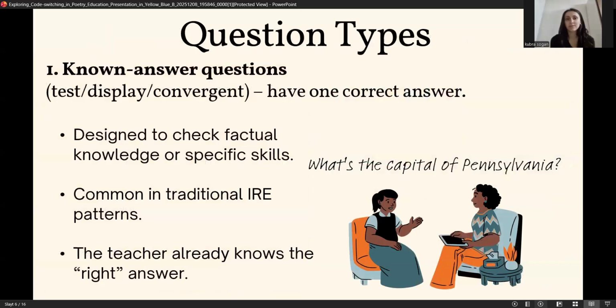And question types. There are two question types, non-answer questions and open-ended questions. Let's start with non-answer questions. They're about test, display, and convergence, and they have one correct answer. They are designed to check factual knowledge or specific skills. They are common in traditional IRE patterns. The teacher already knows the right answer. For example, the question, what's the capital of Pennsylvania?